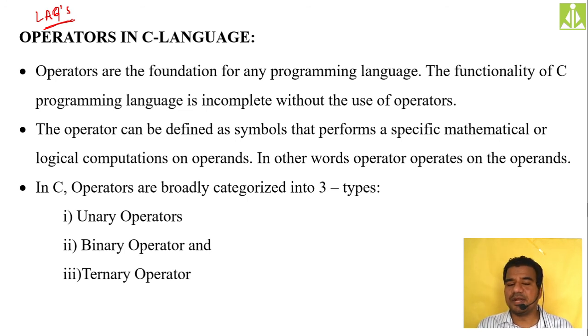In C, operators are broadly categorized. There is another type of categorization we have in our next slide. The broad categorization is based on the number of operands involved in an expression. If an operator is taking only one operand to perform its operation, we call such an operator a unary operator. If an operator is taking two operands, we call it a binary operator. If an operator is taking three operands, we call it a ternary operator. Unary, binary, ternary operators. This is the broad categorization.